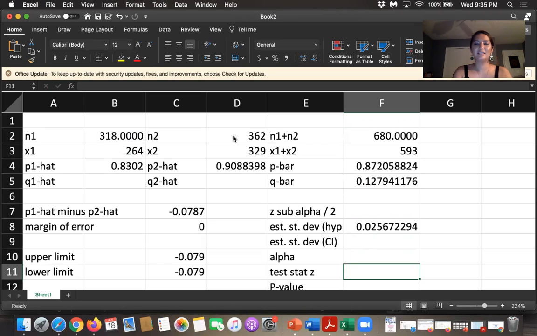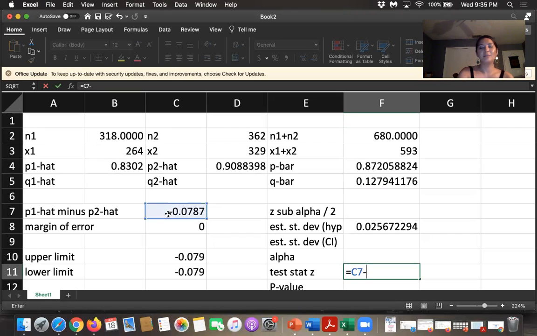Now remember, our test statistic Z is P1 hat minus P2 hat, so it's this value over here, minus P1 minus P2, that quantity, P1 minus P2, which is equal to 0, because we're assuming that P1 and P2 are equal to each other in our null hypothesis. So you would typically subtract 0. I'm not going to subtract 0 because it doesn't change anything. So our numerator is just P1 hat minus P2 hat. And the denominator is this estimate of the standard deviation that includes that P bar.